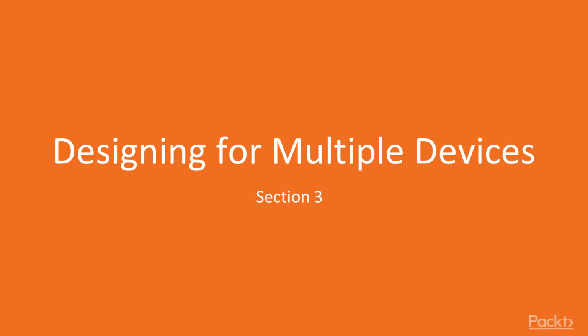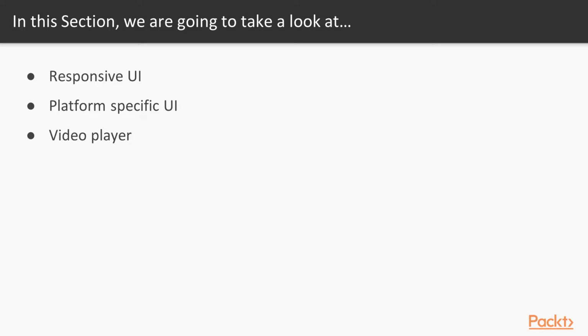Welcome to Section 3 of our course, Designing for Multiple Devices. In this section, we are going to be looking at a few ways that we can design our UI for different types of devices, including responsive design with the anchoring system, the canvas scaler, and changing build targets in the build settings. We'll also take a look at the video player component that was introduced in Unity version 5.6, and we'll see how we can use it to display a cutscene or a transition between scenes.